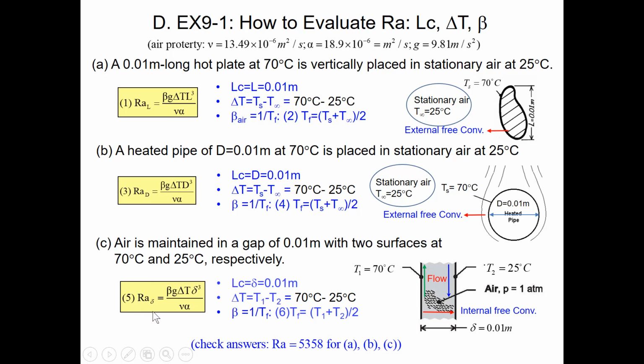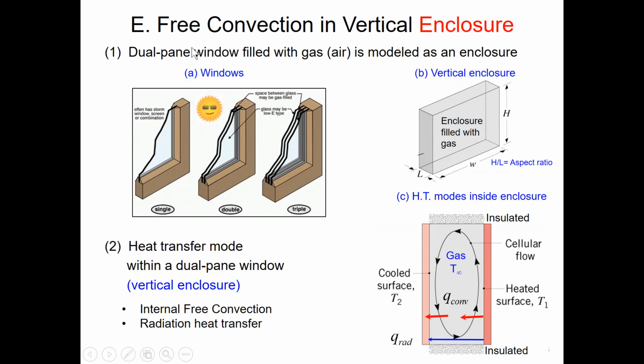Equation 5 defines the Rayleigh number, where LC is the gap, delta. Delta T is the temperature difference between these two surfaces. Beta is calculated from the temperatures T1 and T2. E. Free convection application of vertical enclosure.